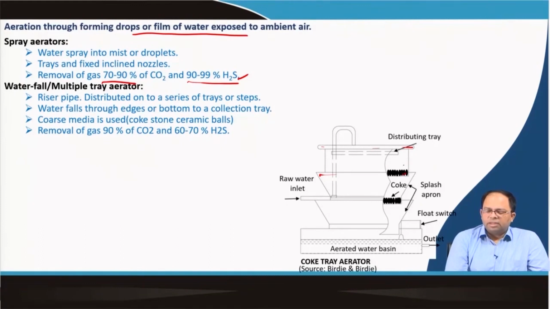So, the water passes over that, and that actually results in the water coming in contact with air and removal of these particular gases. So, eventually it comes down and then it gathers in this basin, from there it will be taken out. So, we have got a riser pipe which raises the water, and it is distributed to a series of trays or steps. Water falls through the edges or bottom to a collection tray at the bottom.